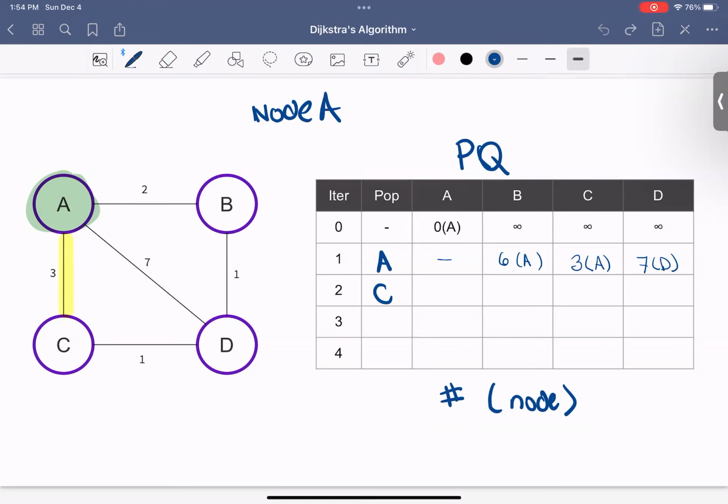Oh, I erased something I shouldn't have, sorry. Oh, there you go. Sorry, there you go.